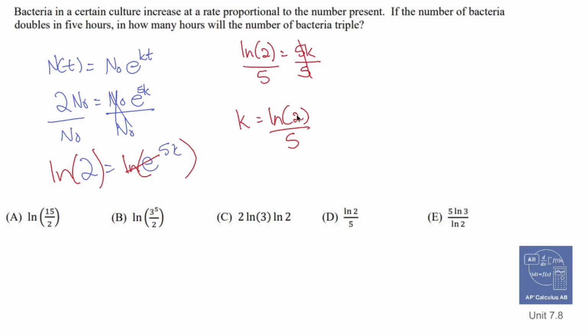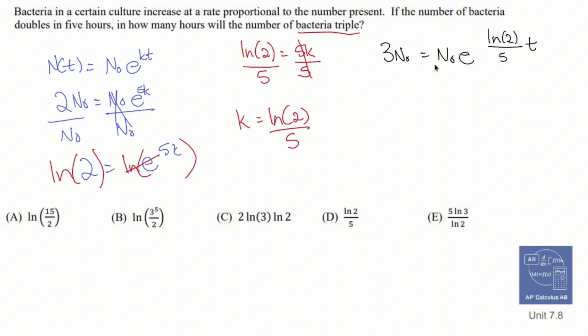Now that we have k, I care about what's going to happen when the bacteria triples. So I'm going to create a very similar equation: 3 N sub 0 equals N sub 0 e to the 5 times ln of 2 over 5. And you know what? I want how many hours, so I don't know t. So let's get rid of that 5 and make it a t, over 5. All right, much better.